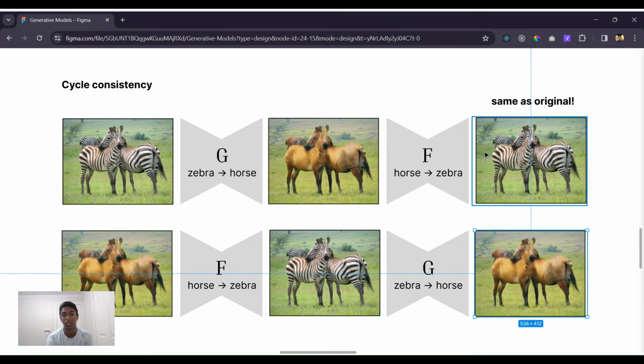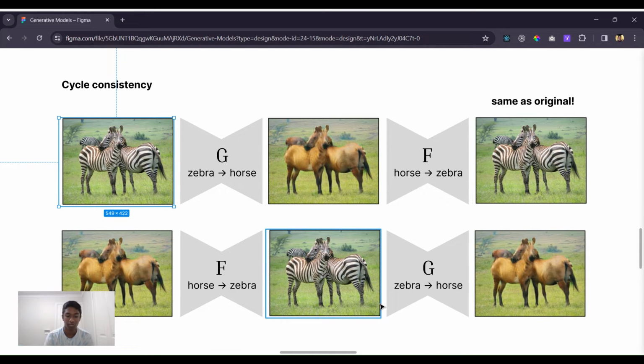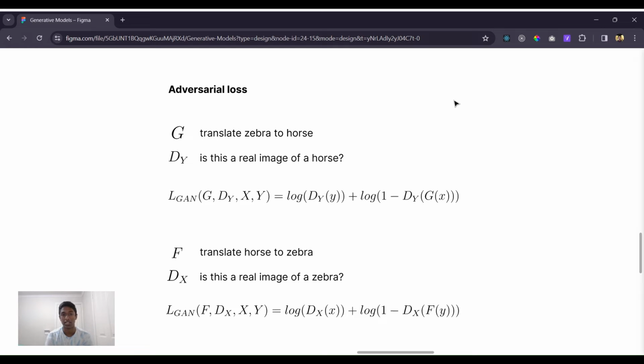If we take this first example right here, to maintain cycle consistency, so to ensure that F, when it's given this image of a horse, can get the original image, that forces G to maintain the structural information of the original image. Because if this image changes too much, then F will not be able to translate this into the original image. So it forces G to really understand and learn the structure of the original image. And the same goes for the reverse as well. So that's cycle consistency.